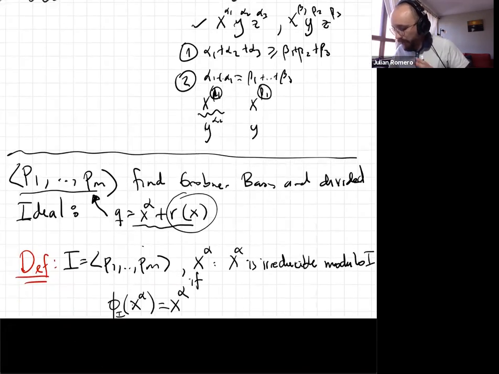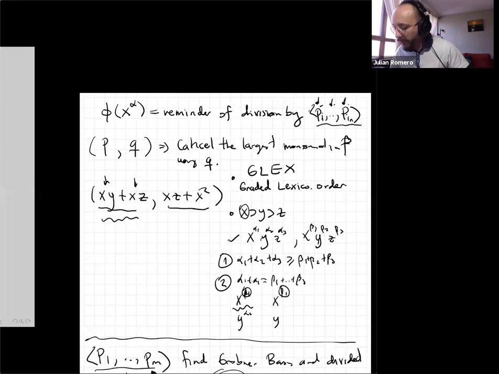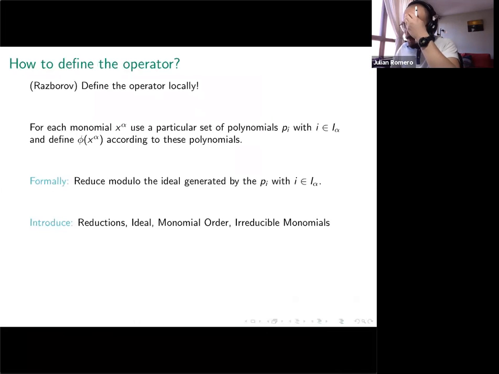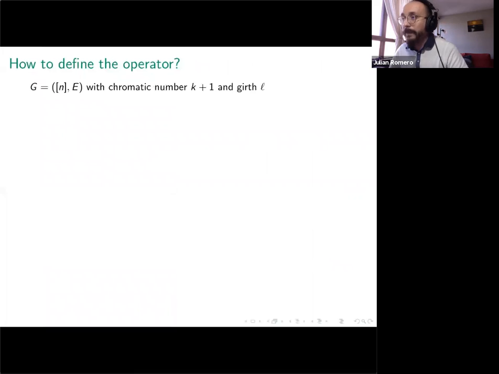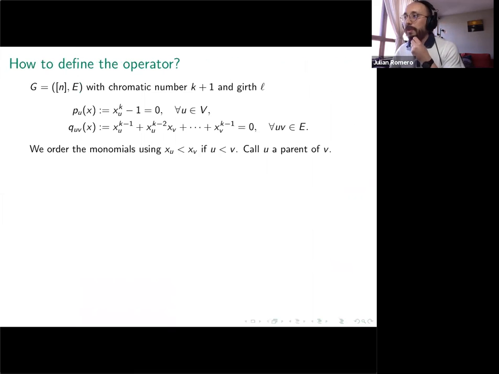So this is how I'm going to define it in the graph setup. I want to find this phi, and then I'm going to try to find which polynomials to assign to a monomial. They give me a monomial, and I try to find a subset of the polynomials Pi. In my setup for the graph case, we are given the following polynomials. These are the polynomials of my system in the graph scenario.